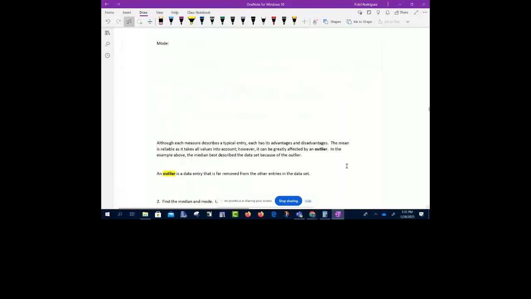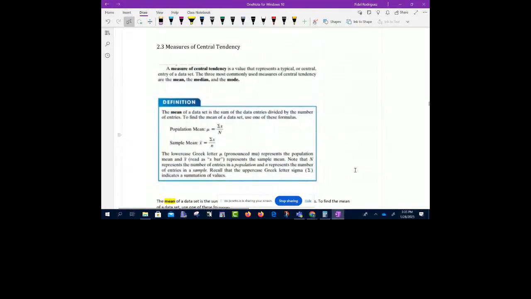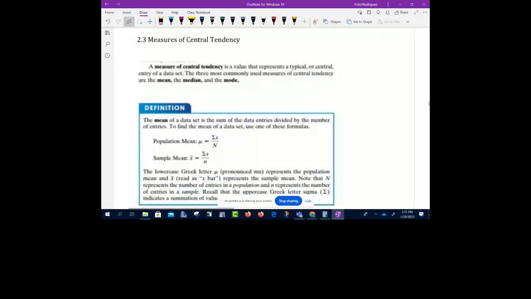Okay, so y'all, we're gonna just do a tiny bit of 2.3 today, and we'll pick up the rest of it on Thursday. 2.3 talks about this idea of these things called measures of central tendency. It sounds harder than what it is. We're going to talk about three ideas, y'all: something called the mean, something called the median, something called the mode.